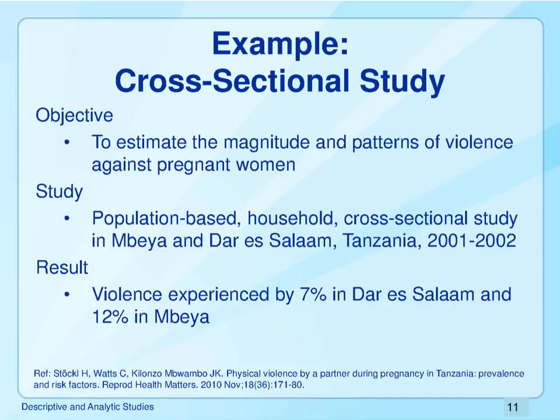Once again, because it's a cross-sectional study, the smaller sample can be assumed to represent the larger sample. In other words, the findings from this study can represent the larger problem of violence against women in Dar es Salaam and Mbeya. And as such, any findings can be applied to prevention programs in this larger population.